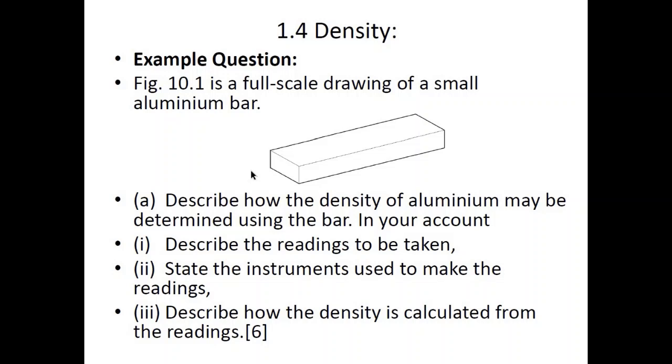So this is one way of differentiating between metals: you calculate the density of the unknown metal, and then you compare it with the density chart, and you can figure out what metal was used to construct that given object. Anyways, coming back to the question, you have to describe how to calculate the density, describe the readings to be taken, and state the instruments you are going to use to take the readings, and describe how density is calculated from these readings.